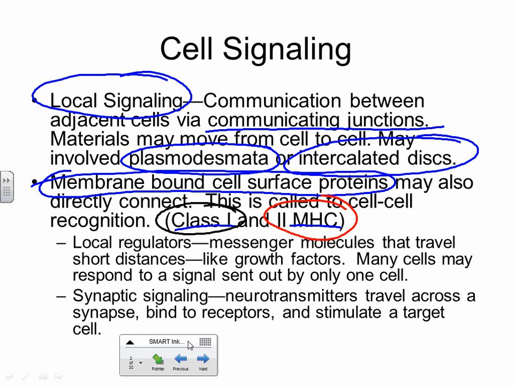Another example of local signaling is synaptic signaling. A synapse is a what? A gap in between nerves, but even though it's a gap, it's really a what? It's the way they connect, right? Axon to dendrite. It's a connection.